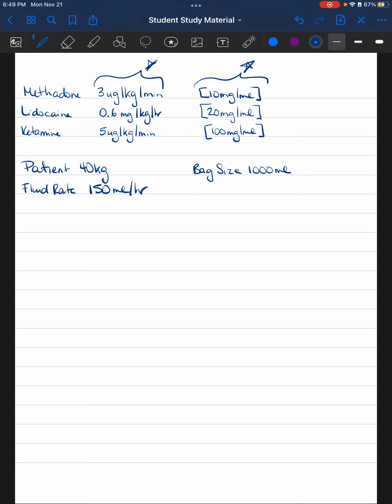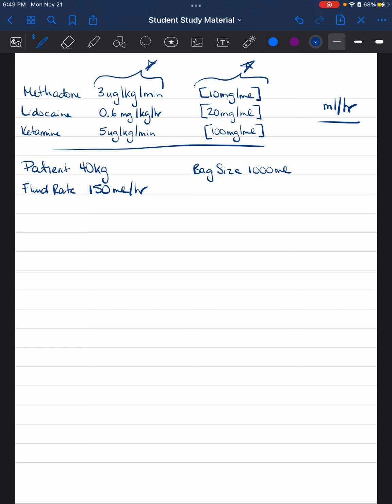So we have a 40 kilogram patient who is on a fluid rate of 150 mils an hour and is currently on a 1,000 ml bag. Okay, so let's go ahead and calculate the drugs that this patient is going to be receiving. Let's figure out what the mils per hour of each of these drugs are.